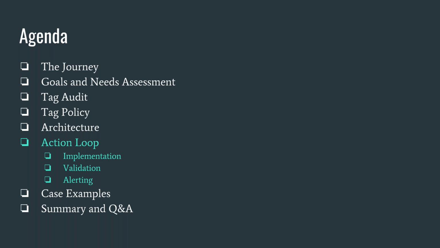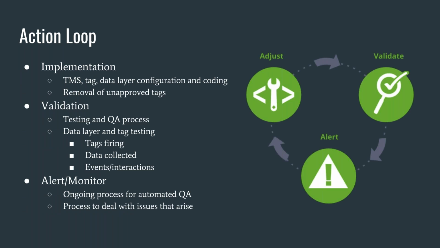So once we have that architecture, once we have everything documented, we understand what's on the site now, we understand what the requirements are, and we understand what everything should look like and how everything will be configured in order for everything to work moving forward, we now get to the action loop stage. Within this action loop, we're going to have implementation or adjustments, validation and testing, and then alerting and monitoring.